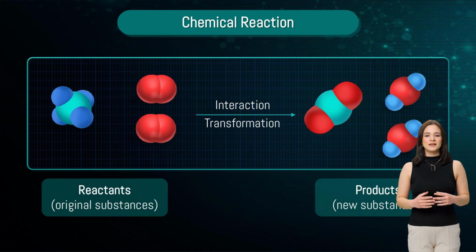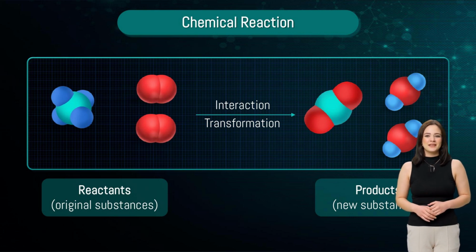Chemical reactions involve the interaction and transformation of reactants into products. Reactants, the original substances, undergo changes at the atomic level, resulting in new substances or products. This transformation is fundamental to understanding how different materials interact and change in various conditions.